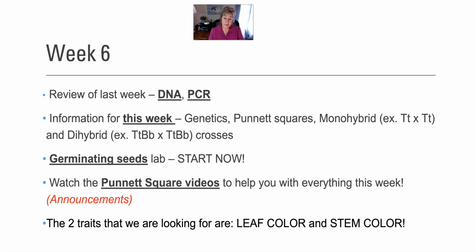So now the 2 traits that we're looking for are leaf color, yellow or green, and stem color, purple or green. Okay? So that's what you're looking for. Remember, 2 separate traits and 2 versions of each trait. And we'll figure out what you should be seeing by doing our Punnett Squares this week.